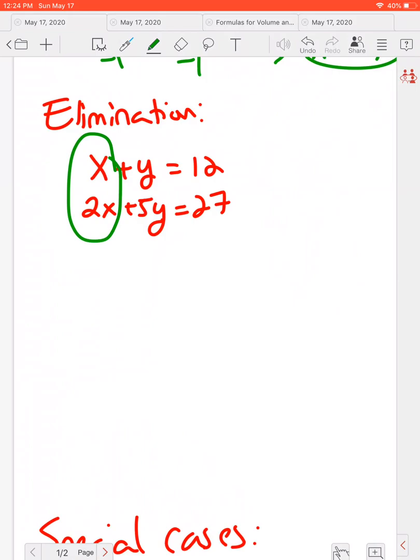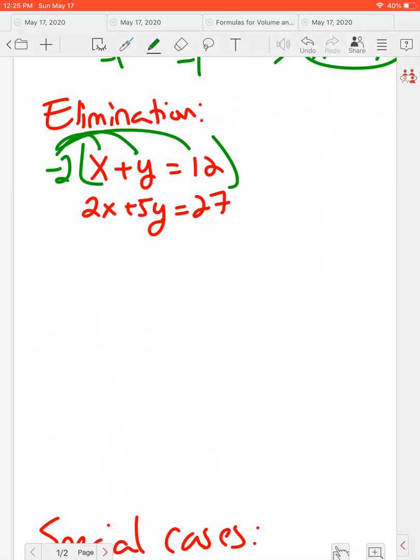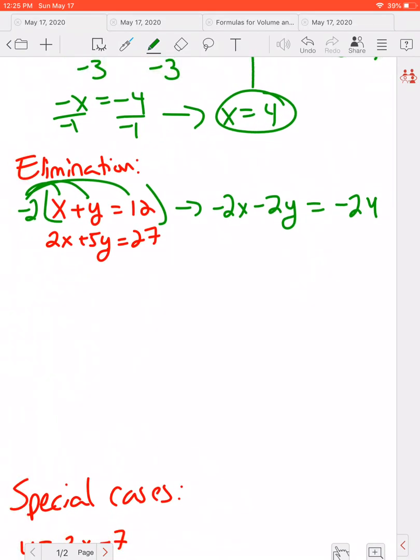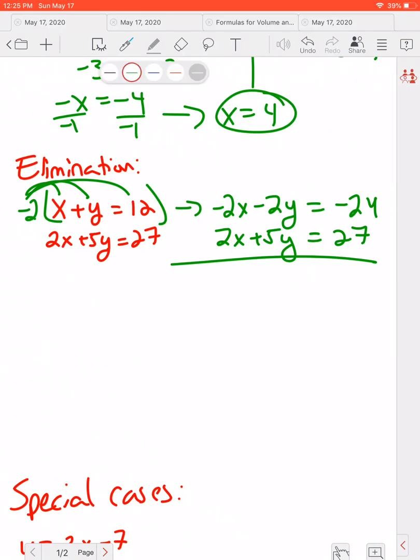Since I can multiply this top one by negative 2, then the x's will cancel out. So I'm going to distribute the negative 2 to every piece, not just part of it. So that's going to become negative 2x minus 2y equals negative 24. We have to distribute that 12 with the negative 2, otherwise we're going to have issues. And then I'm just going to rewrite the bottom equation because nothing changed. And then we're going to add them together. We can add them together because one x is positive and one x is negative and something will cancel out. Otherwise you need to go back and multiply by a negative.